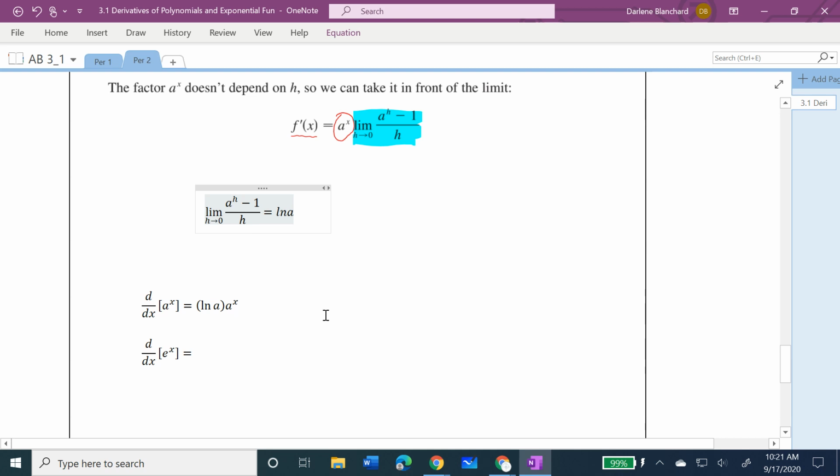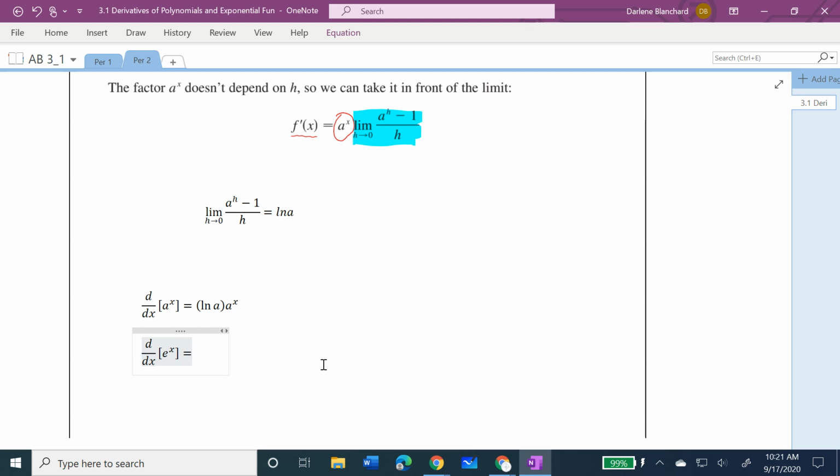So the derivative of a to the x is some constant times itself. That means an exponential function grows at a rate proportional to itself. I'm going to come back to that in a moment, but in the meantime, we are able to use that formula to get the derivative of e to the x.